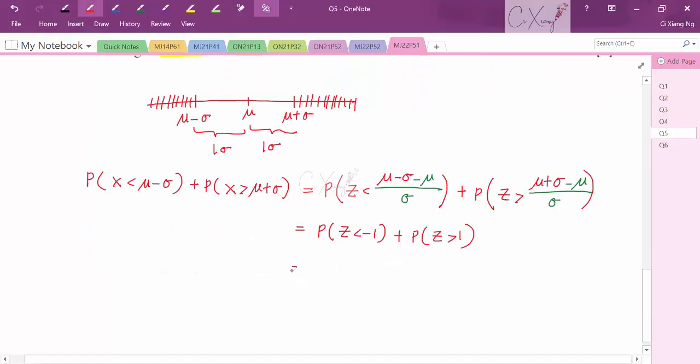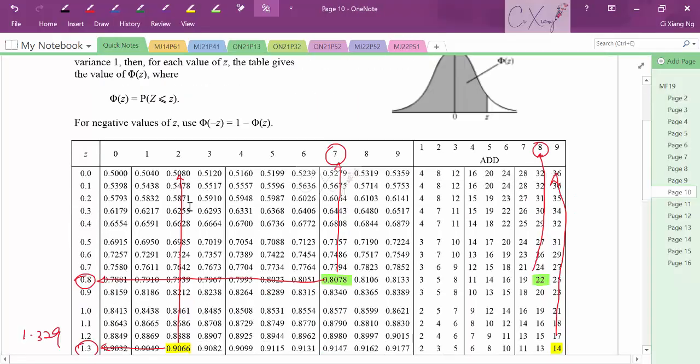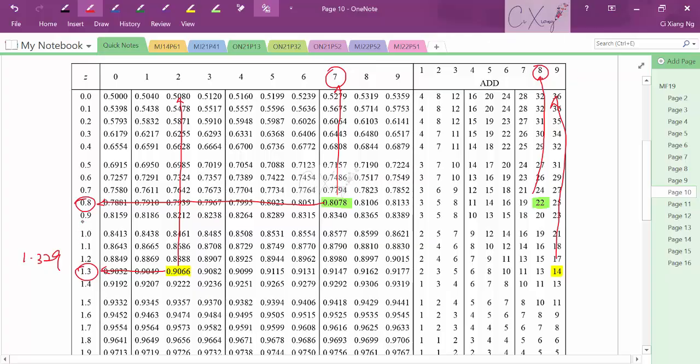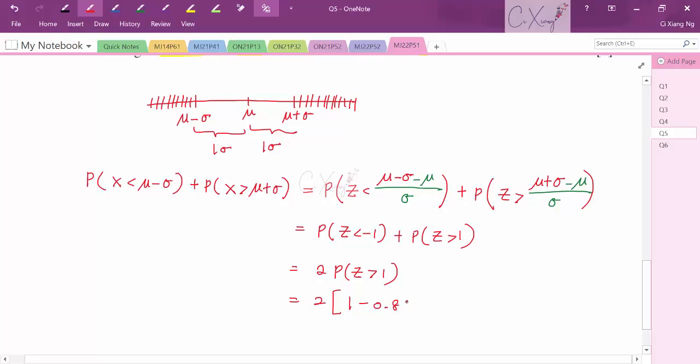Generally, if you have a look at the diagram, these two areas are the same. Therefore, you can rewrite it as 2 times the probability of z greater than 1. In the normal table, they provide us the probability for z smaller than 1. So since I want greater than 1, I have to take 1 minus. Then I will look at the table. In the normal table, when z equals 1.0, the probability that we have is 0.8413. Therefore, I have 1 minus 0.8413. So from here, I'll get 0.3174.